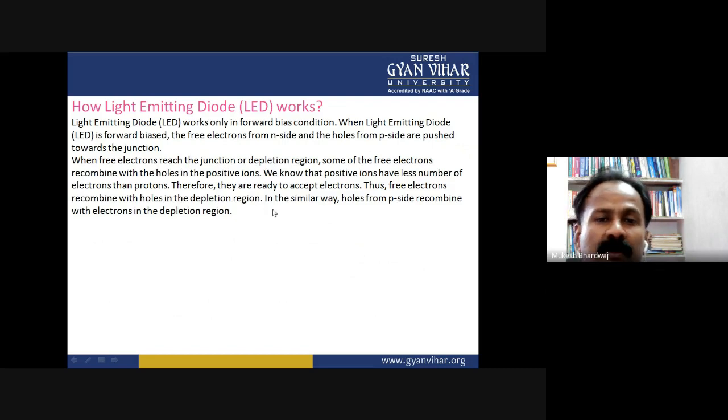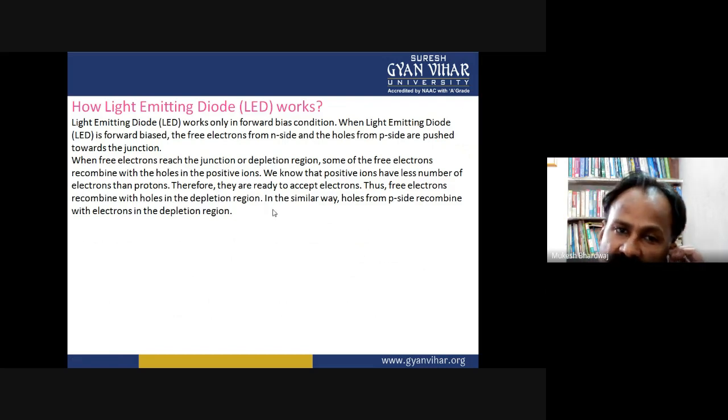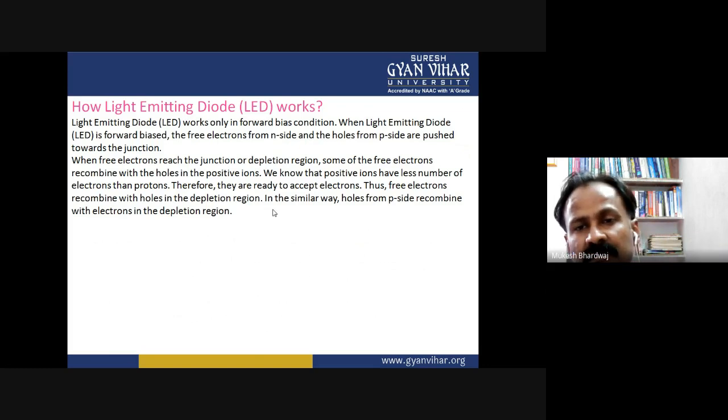How does a light emitting diode work? A light emitting diode works only in forward bias condition. When the LED is forward biased, the free electrons from the N side and the holes from the P side are pushed towards the junction. When free electrons reach the depletion region, some of them recombine with the holes in the positive ions. We know positive ions have fewer electrons than protons. Therefore, they are ready to accept electrons. Thus, free electrons recombine with holes in the depletion region. In a similar way, holes from the P side recombine with electrons in the depletion region.